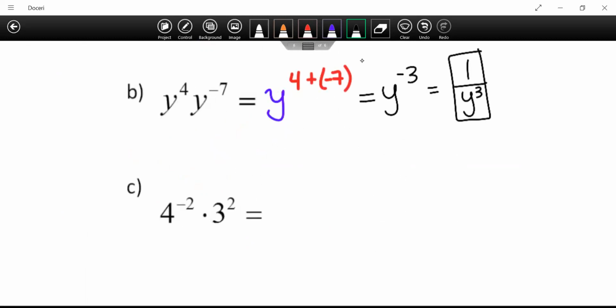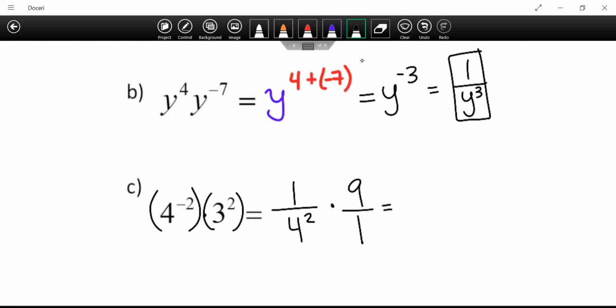Bottom one, not the same bases. So we've got to do them each part by themselves. Our 4 to the negative second power, what do we do? 1 over 4 to the second power. And then our 3 squared just becomes what? 9. I'm going to put 9 over 1. We can simplify this out a little bit further by multiplying across. 1 times 9 is just 9. 4 squared is what? 16. 16 times 1.